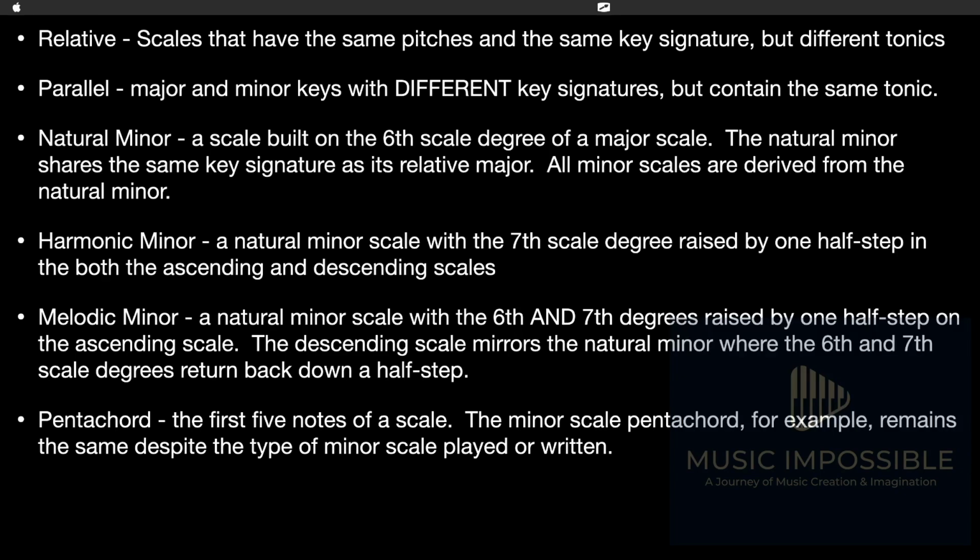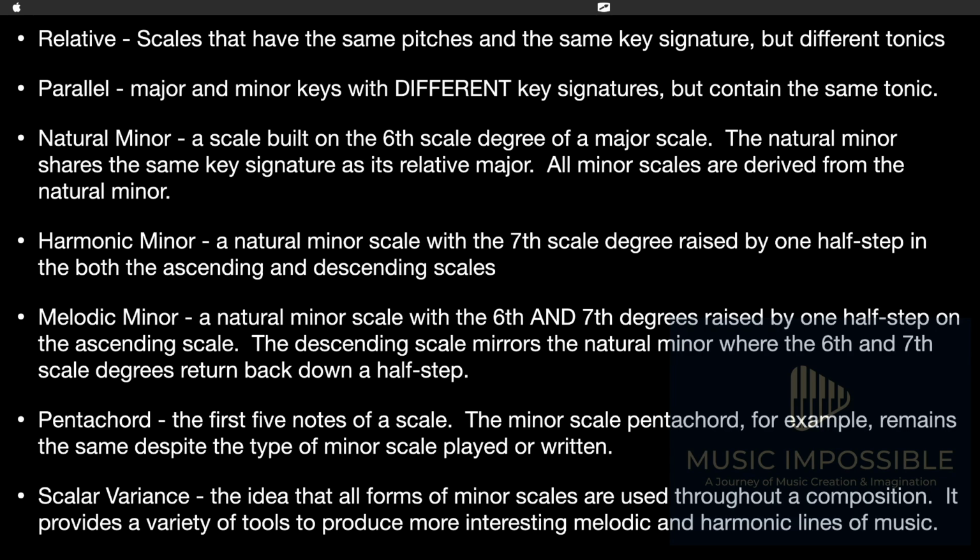It's only scale degrees 6th and 7th that alter depending on the scale. And the last term we talked about was scalar variance. Scalar variance is the idea that when we compose or arrange a piece of music, we usually don't just stick to one type of minor. We're going in and out using raised 6th and 7th scale degrees sometimes, sometimes not.